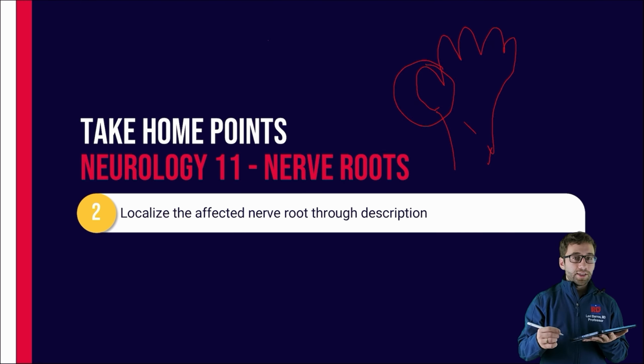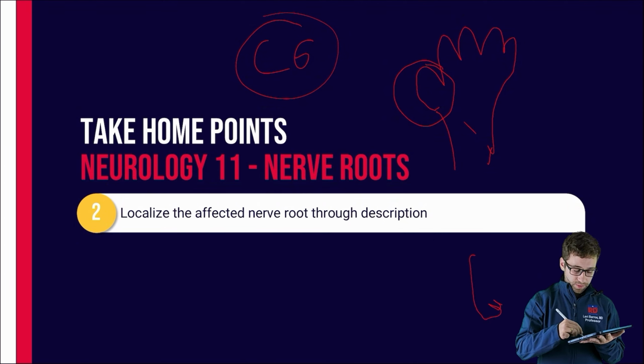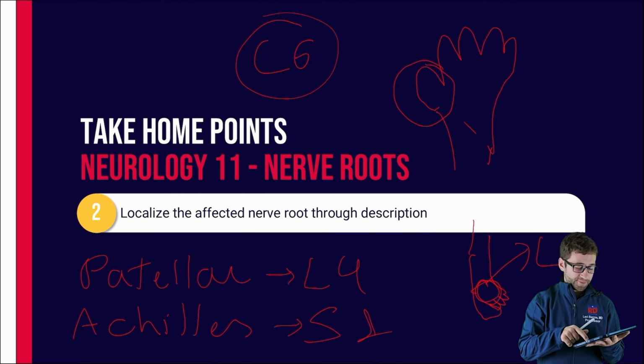Weakness in ankle dorsiflexion and sensory loss over the dorsum of the foot. Now we're talking about feet, and we lost the dorsum of the foot, and we also lost the ankle dorsiflexion. This is most likely an L5 lesion. Okay? Patellar reflex changes suggest L4 involvement, while Achilles changes point to S1 problems. Okay? Good. Let's move forward.